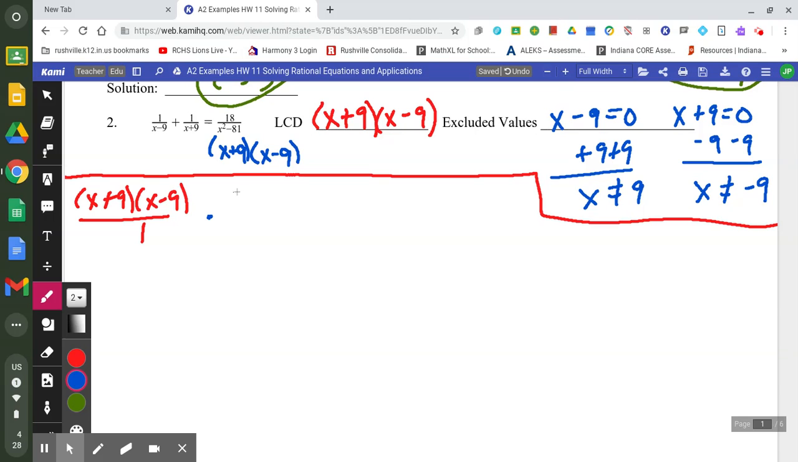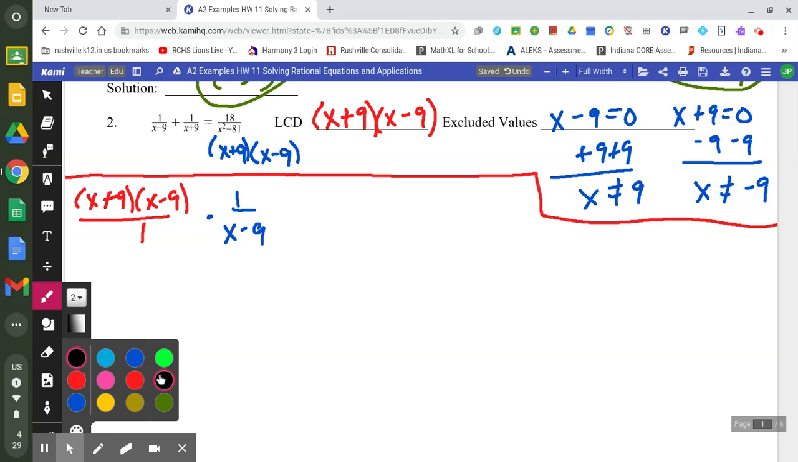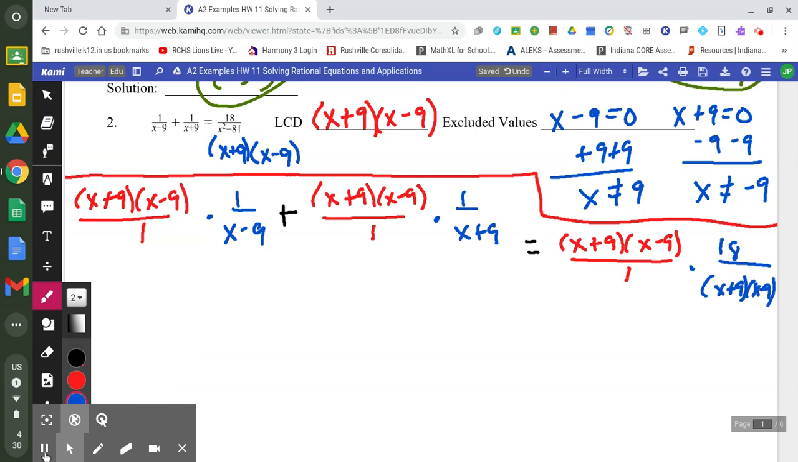Multiply it times that first term of 1 over x minus 9. Then I'm going to go ahead and get the rest of it set up. Okay, so I have it all set up. My red terms are my least common denominators, and so now I'm ready to cancel. So x minus 9 on top and x minus 9 on bottom leaves me with x plus 9.